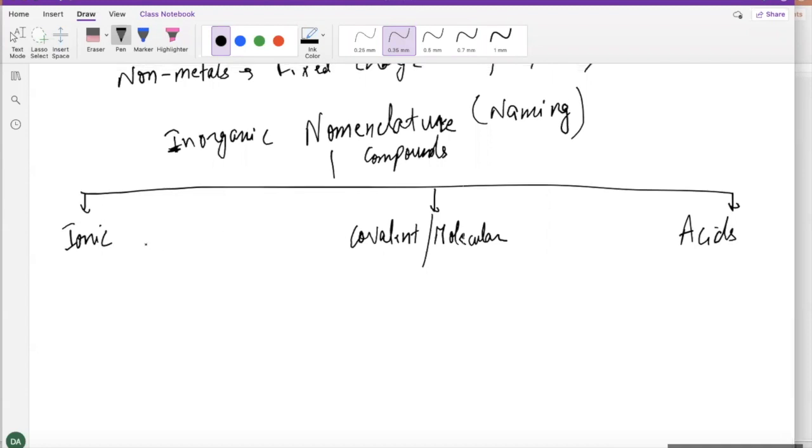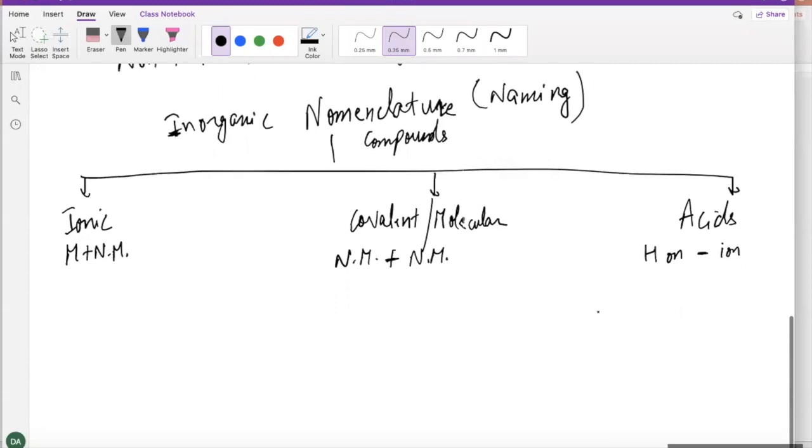So ionic, guys, how do you recognize if something is ionic or not? Ask yourself, how do you tell, guys, if something is ionic or not? If you're made up of a metal and a non-metal, then you're ionic. If you're made up of a non-metal and non-metal, then you're molecular or covalent. When you have hydrogen on a negative ion, then that is an acid, okay?